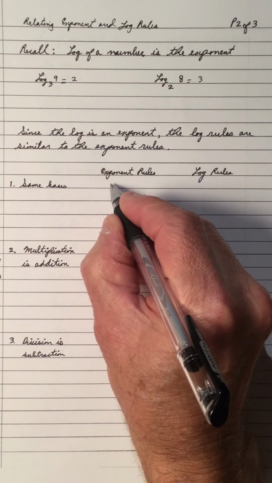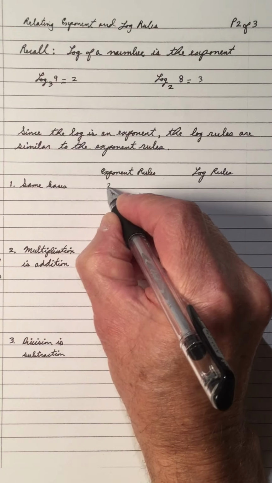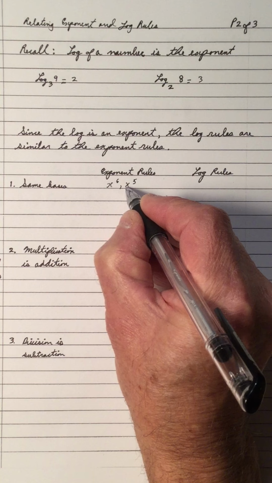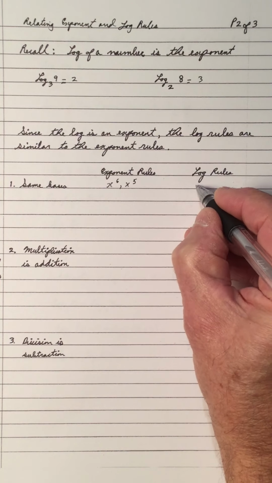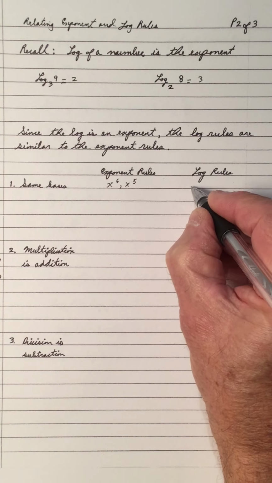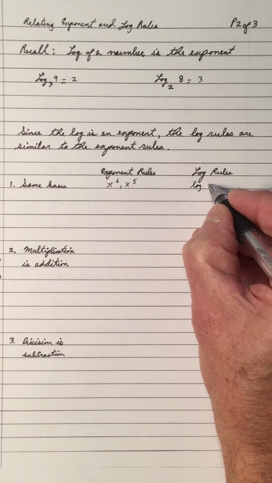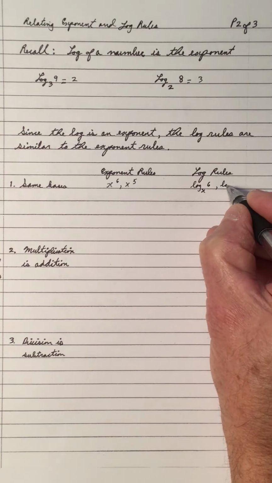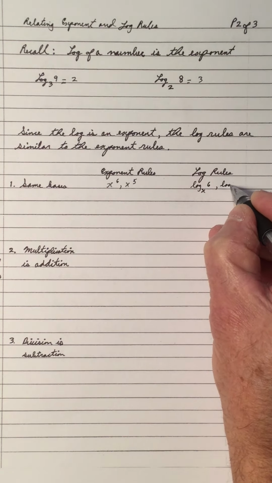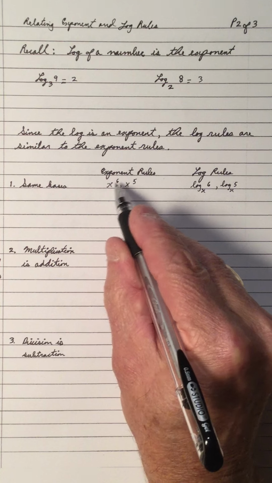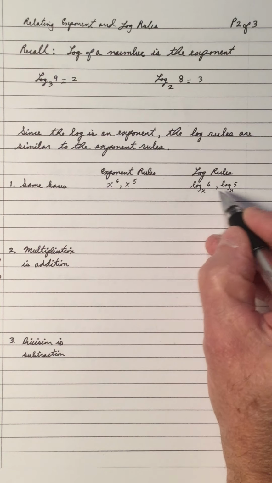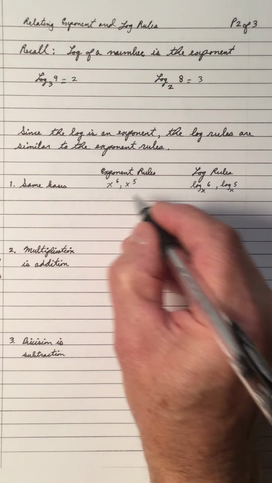So the log rules, we have to have the same base. So we have x to the 6th and x to the 5. The bases are x. So in logs, we have a 6, we have an x, and we have a log 5, we have an x. So notice in the exponentials, we have same bases, x. In logs, we have the same bases of x.